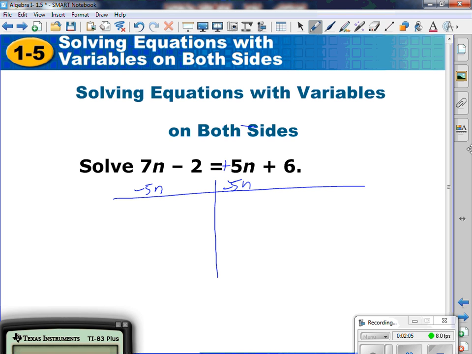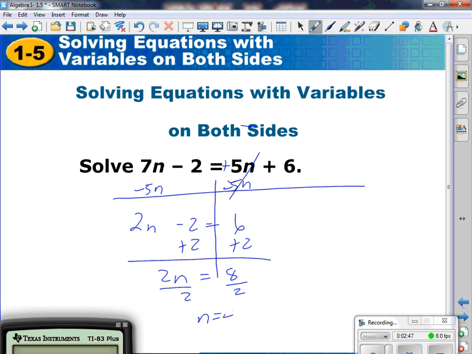Now I have 7n minus 5n is what? 2n. And the 5n is gone. And I'm left with 6. Now this problem should probably look like the ones we've been doing in class. What's going to move first? The minus 2. How do I move a minus 2? Add 2. Add 2 here. I have 2n equals, what's 6 plus 2? 8. What's my next step? Divide by 2. Divide by 2.